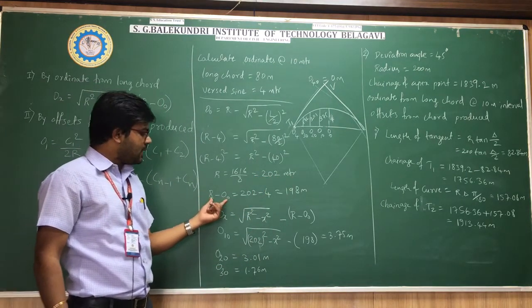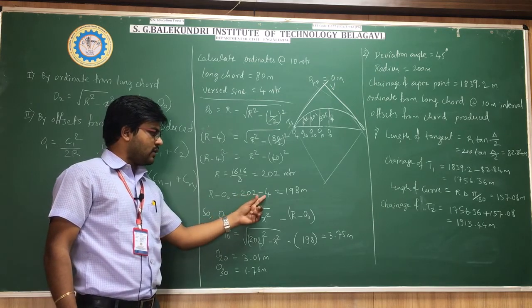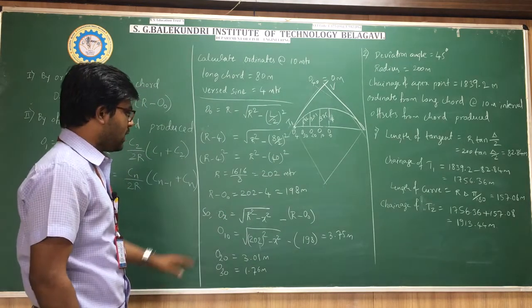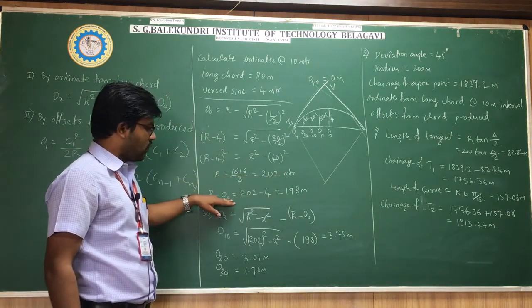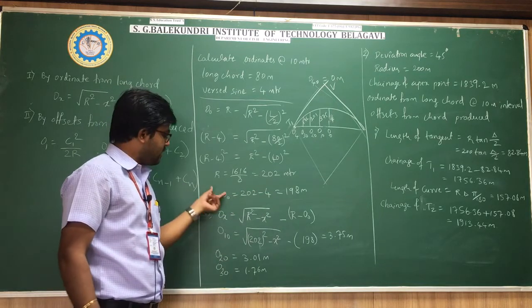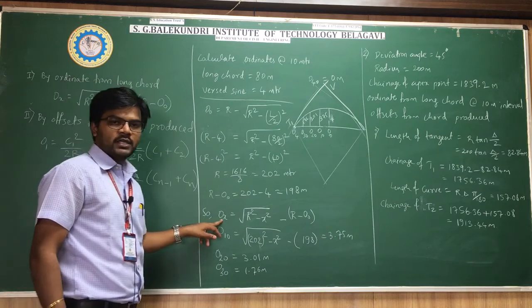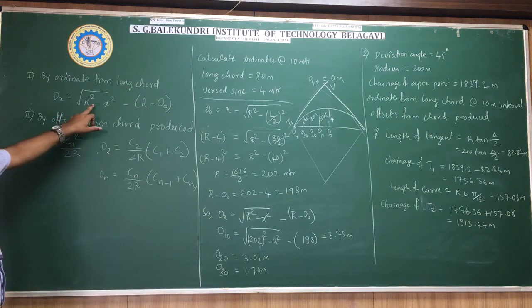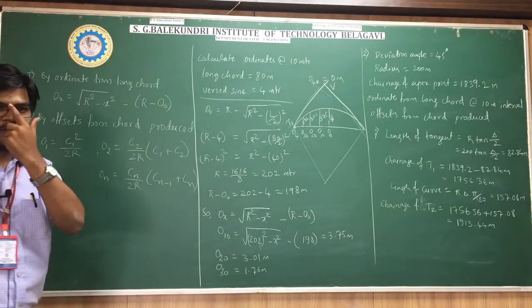And what is r minus O naught? 202 minus 4 is equal to 198 meter. Okay, it means the r value is 202 meter and r minus O naught is 198 meter. The same values can be substituted here. Now you take this formula: OX is equal to root of r square minus x square minus (r minus O naught).